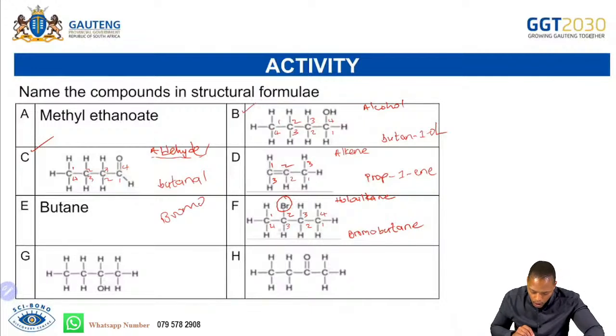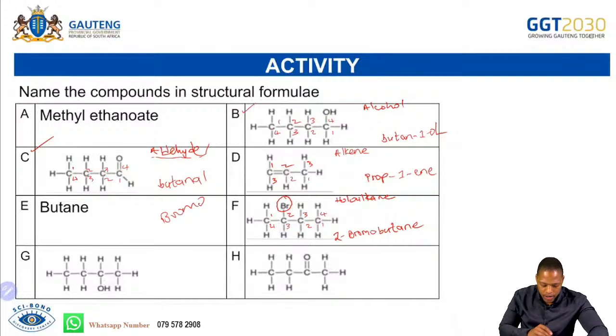Okay, so I now have to choose. Top numbering system gives it at 1, 2. Bottom numbering system gives it at 1, 2, 3. Which one has a lesser number? Top numbering system. So I write 2. 2-bromobutane should be the name of compound F. 2-bromobutane there. Okay, and then let's go G.